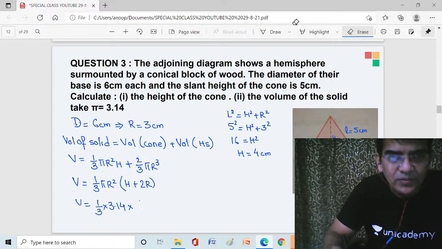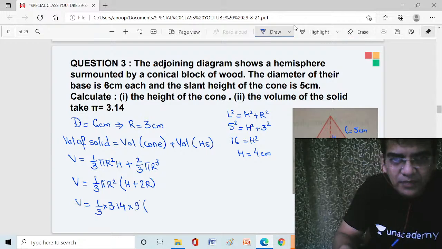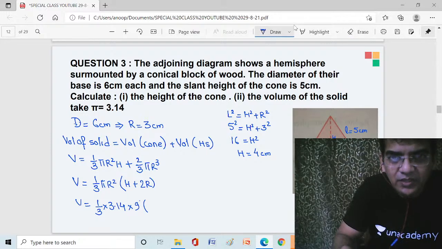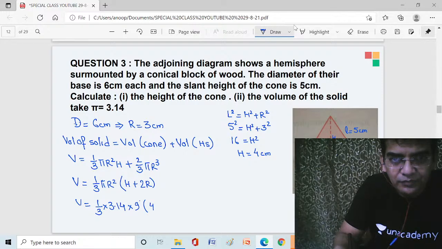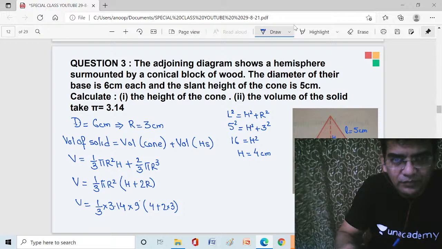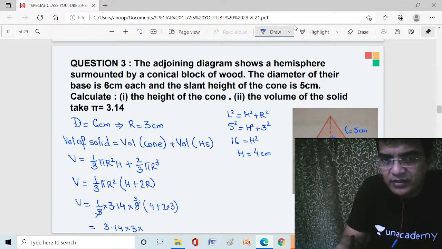So 3 square, so we are going to put it 9. Within bracket we have h, that is the height of the conical portion, that we have got 4 plus 2 into radius 3. So here this 3 will reduce 9. So you are left with 3.14 into 3, and from the bracket you will get 10. See, 3 into 6, 6 plus 4, 10.